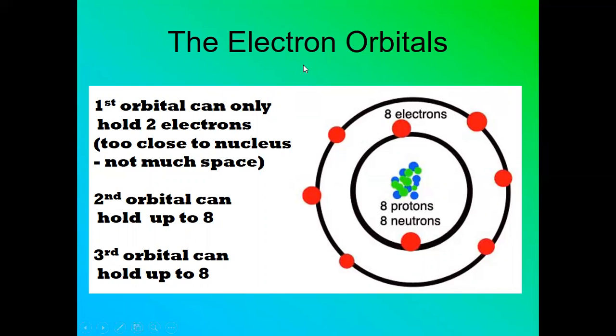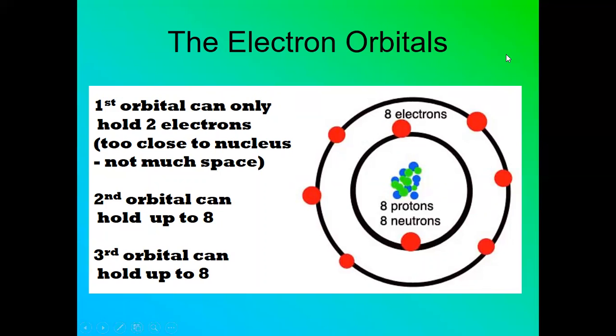Then if we had a third shell, in the elements that we're going to talk about, they hold up to 8 electrons. Full disclosure again, if you get higher up on the periodic table, more and more rows up, sometimes they can hold more than 8. But for our purposes, we're just going to remember 2, 8, 8. 2 on the inner, 8 on the next, 8 on the third.